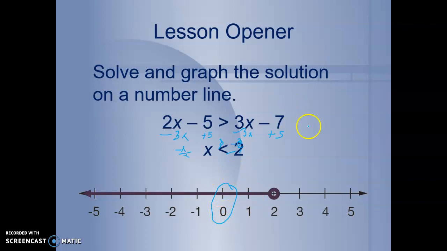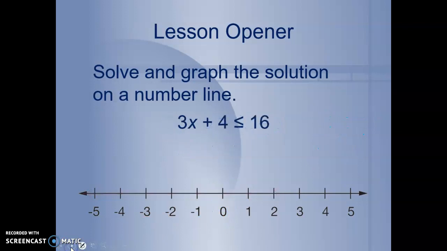So I'm going to pick a 0 here. If I go back to my original inequality, 2 times 0 minus 5 is greater than 3 times 0 minus 7. I get 0 minus 5 is greater than 0 minus 7, which leaves me with negative 5 is greater than negative 7. That is a true statement, so my 0 is one of the answers that works. My arrow is going the right direction.